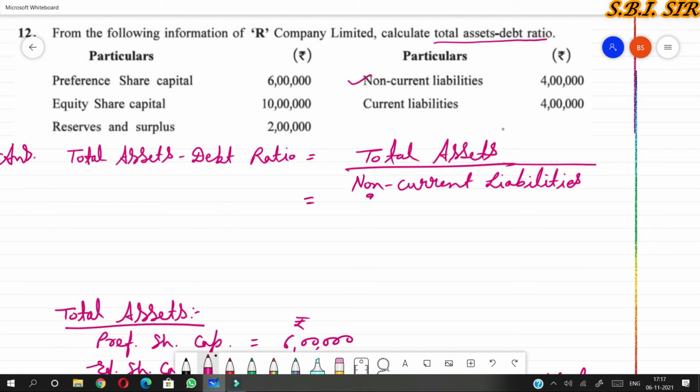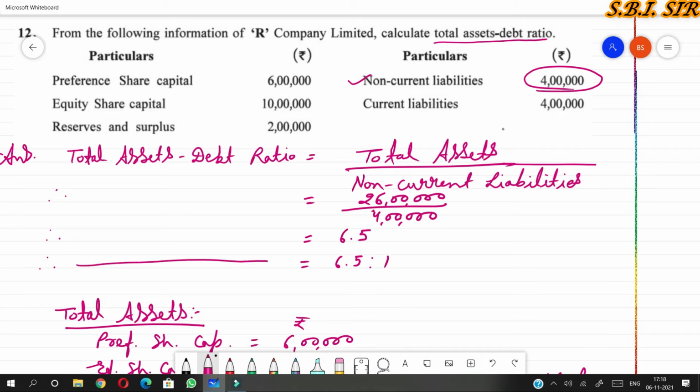So we will put this value in the formula: 26 lakh divided by non-current liabilities, which is given as 4 lakh. 26 lakh divided by 4 lakh, we will get 6.5. Then 6.5 ratio 1. This is our final answer for total assets debt ratio.